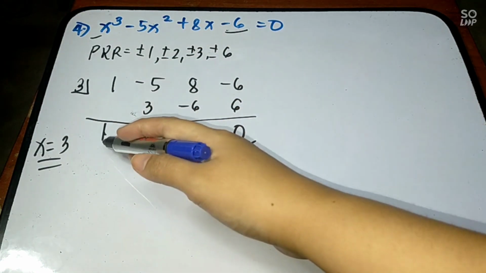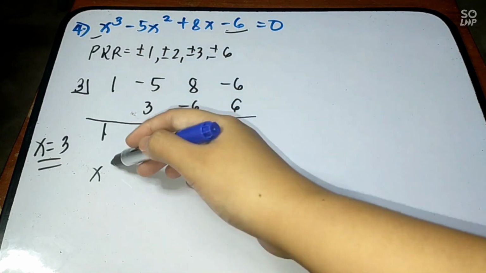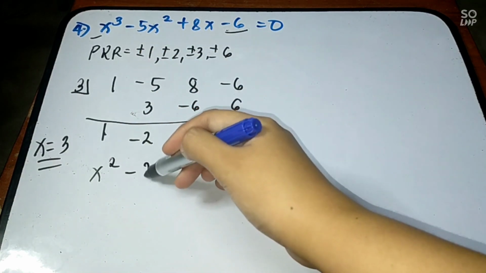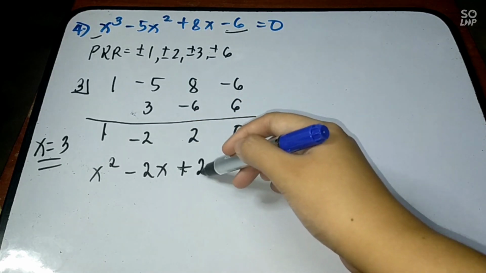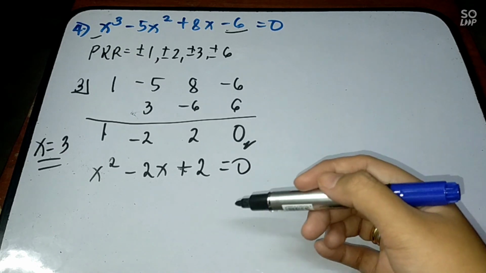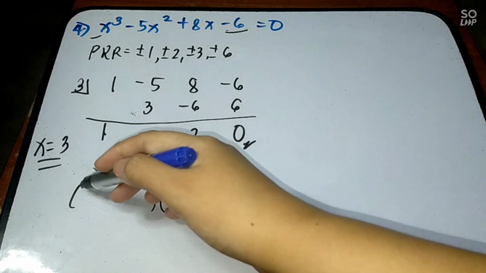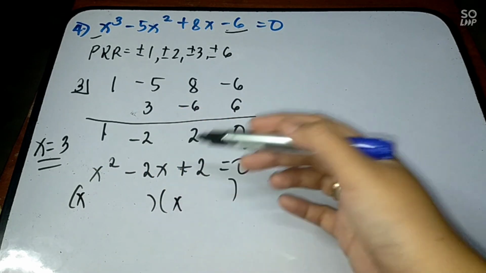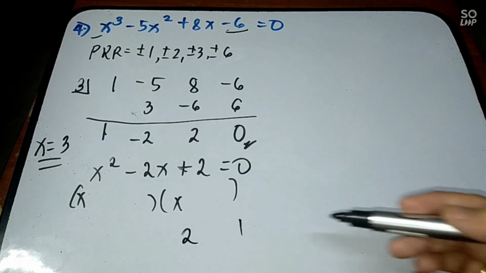Next, afterwards, this one, change natin siya into equation ulit. So, we have x squared minus 2x, then plus 2 is equal to 0. Then, let us try to factor. Tingnan natin kung mapa-factor natin. x and x. Then, let us have the factors of 2. Ang factors lang naman nito is 2 and 1.